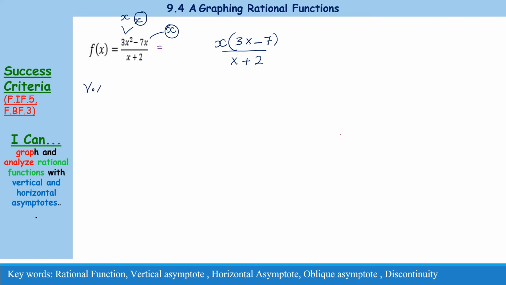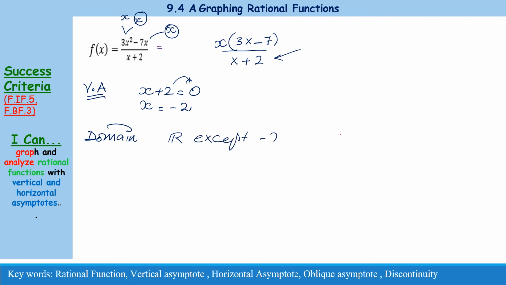Now start writing the vertical asymptote. Where will you focus? You will focus on the denominator and write x plus 2 equals 0. Bring the 2 to the other side, you will get x equals negative 2. Now it means you have the domain all real numbers except negative 2.